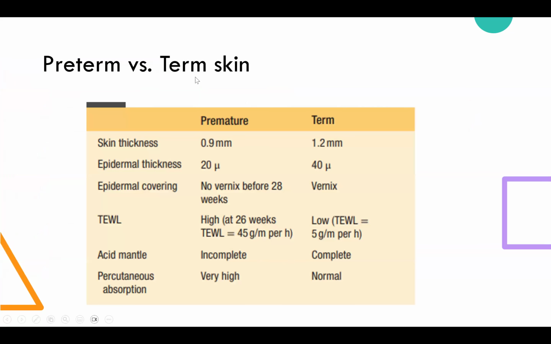So the basic difference between preterm and term skin: the skin thickness is less in a preterm baby, 0.9 mm compared to 1.2 mm in a term baby. Epidermal thickness is also low. Epidermal covering has no vernix before 28 weeks. So we all know that vernix is produced from 28 weeks. Because of this thin skin, there is a high rate of transepidermal water loss, which can be more than 45 gram per meter square per hour, whereas it is low in a term baby. Percutaneous absorption of skin is also very high in a preterm baby, whereas it is not so much in a term baby.